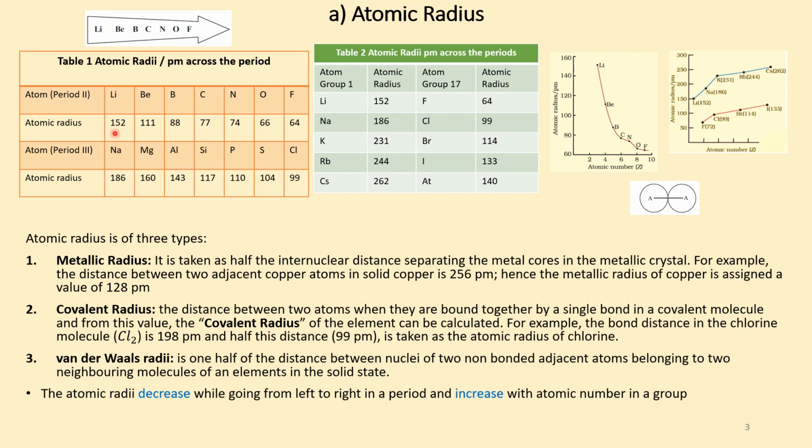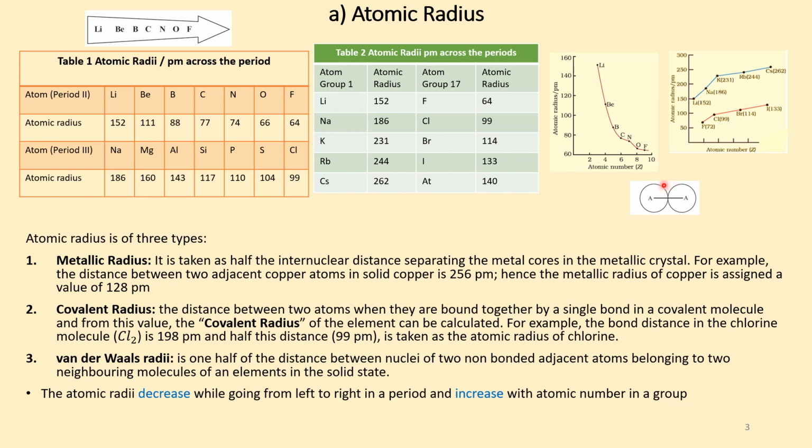The atomic radii increase as we go down in a group. For example, for group 1 it is 152, 186, 231, 244 and 262. In group 17 also it increases as we go down: for fluorine it is 64, for another element 134, and for another 140. So it is increasing. This trend is also shown graphically on your screen.